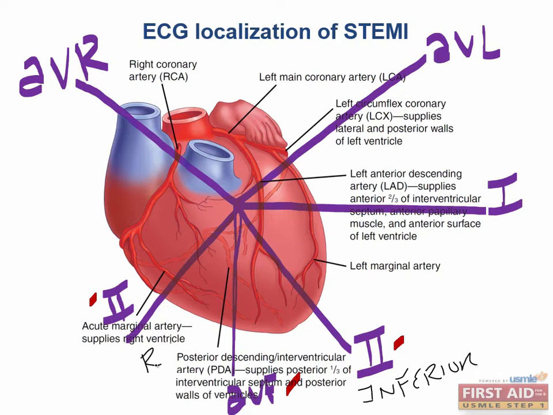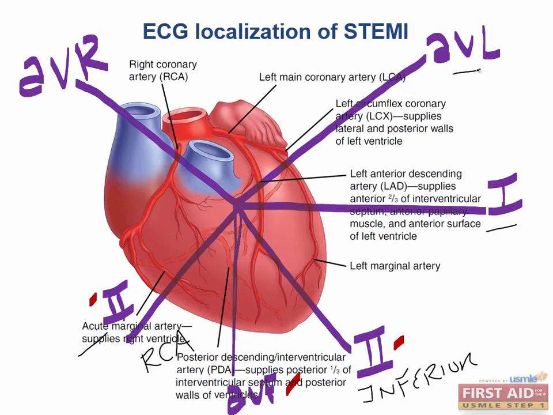The right coronary artery gives off the acute marginal and the posterior descending. So any inferior wall infarct will show up as some abnormality in leads 2, 3, and AVF. Now what about lead 1 and AVL?